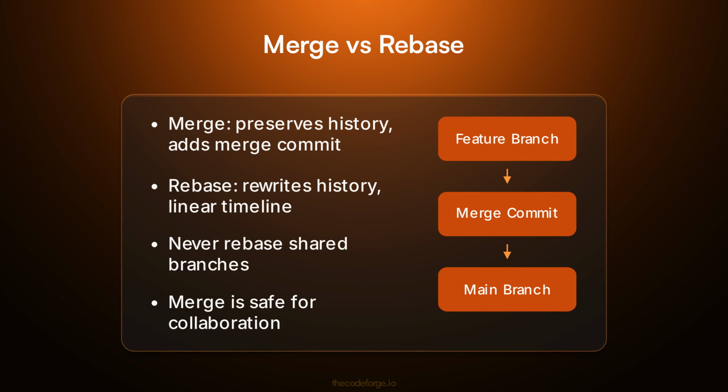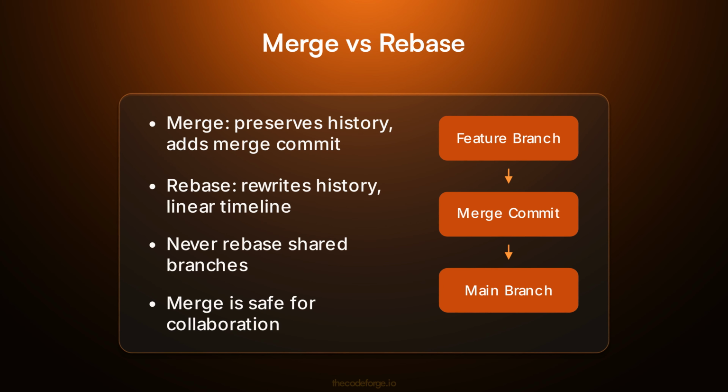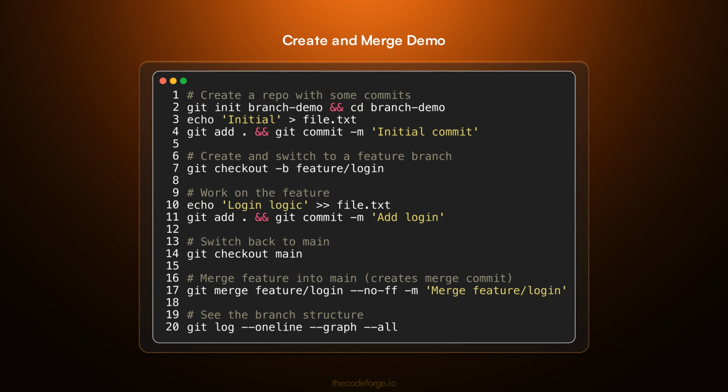Merge and rebase are two ways to integrate changes. Merge creates a new commit that ties together both histories. It preserves exactly what happened. Rebase replays your commits on top of another branch, producing a clean linear sequence but rewriting commit SHAs. The critical rule: never rebase a branch that others have pulled from. Let's see this in action.